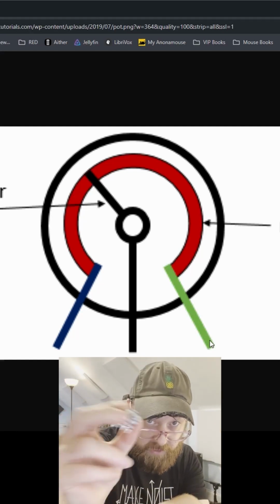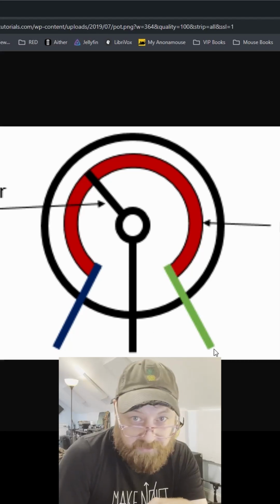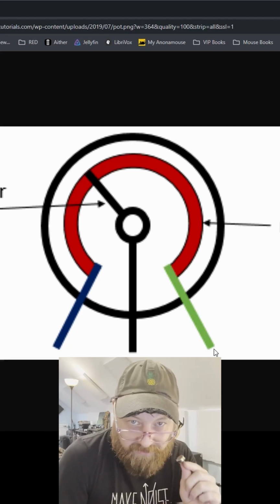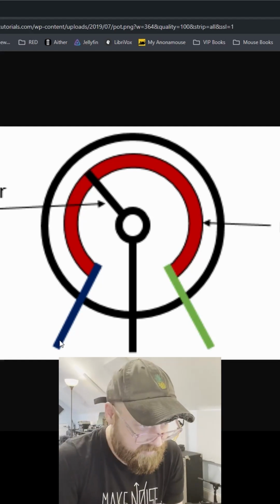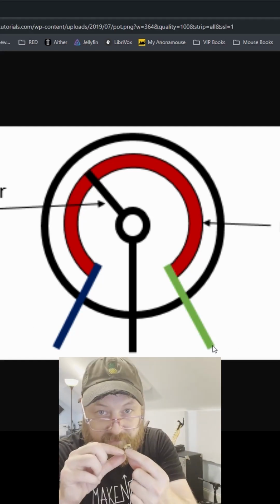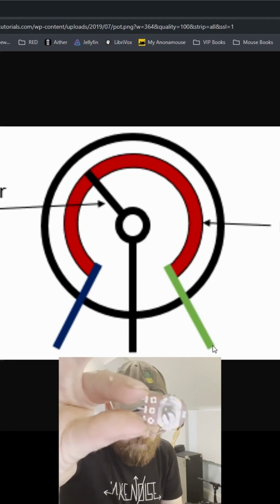this is a 1K, which means between these outside legs is 1K. So you can use this as a 1K resistor as well. If you just go between 1 and 3 and you don't use the middle lug, then that's 1K resistance.